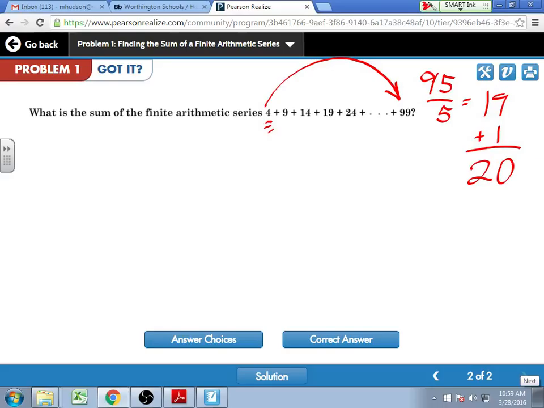Anyone find the sum yet? So where's the 5 come from again? Take the total difference divided by the common difference. Then we add 1 more to account for the first term that we did not deal with.